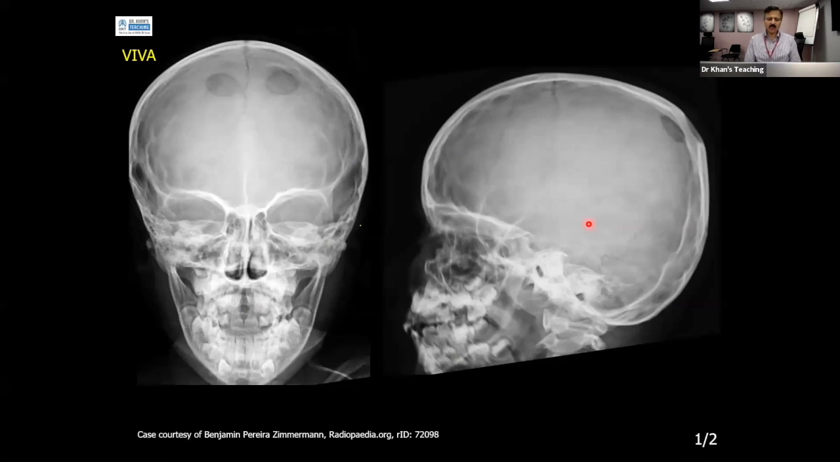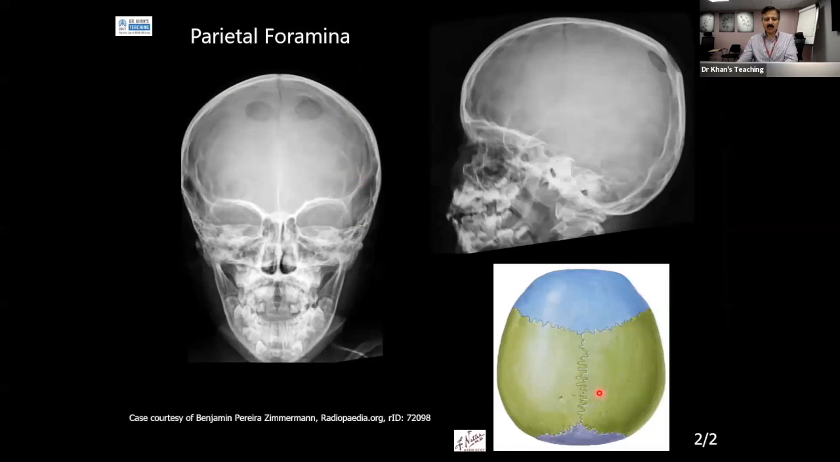So this is a viva case. And if you see here, there are two foramen, right and left. And the key thing is, look at the anatomy. So this was the parietal. So these are the parietal foramen, as I pointed out. So you see this thing? So these are normal variants. Sometimes they can become so big. So this is parietal foramen.